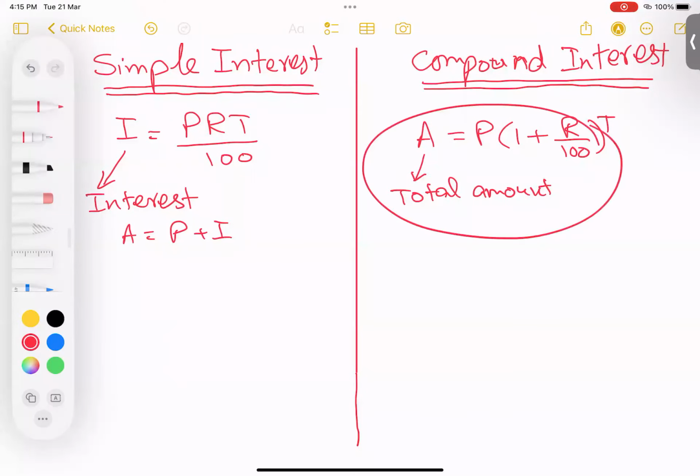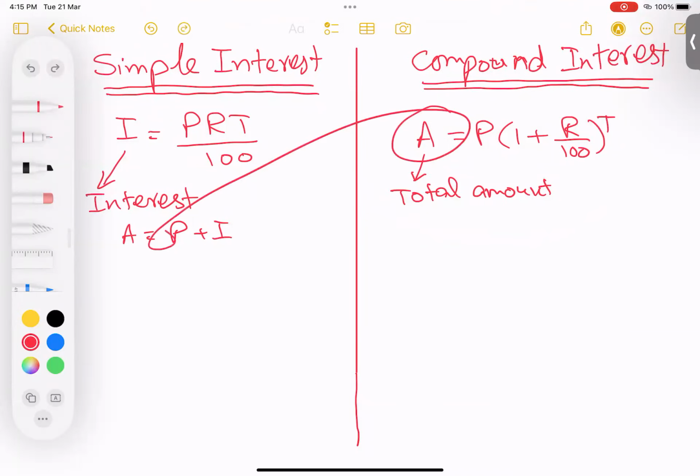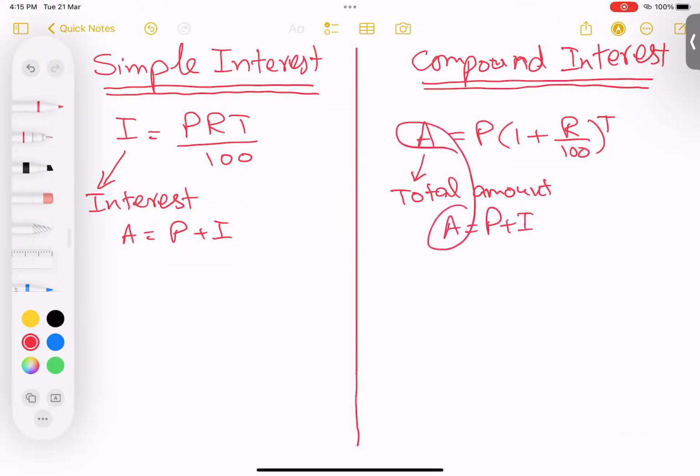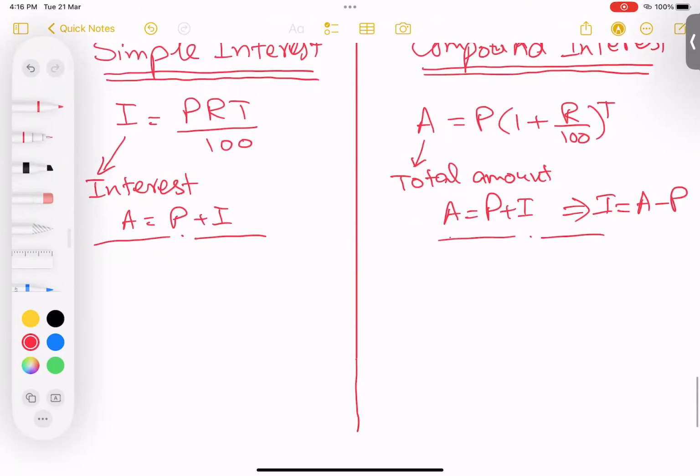But in this formula, if I have a total amount but I need the interest, how do I find interest? I use the same formula, A equals P plus I, but A we know, P we know, I we don't know. Then I bring P to the other side, so I equals A minus P. It means I make I the subject. So this formula will help us get the answer. I believe you got some idea, and now I'm going to give some examples.